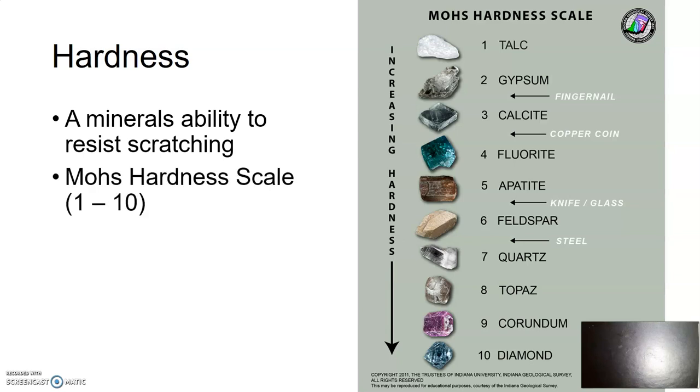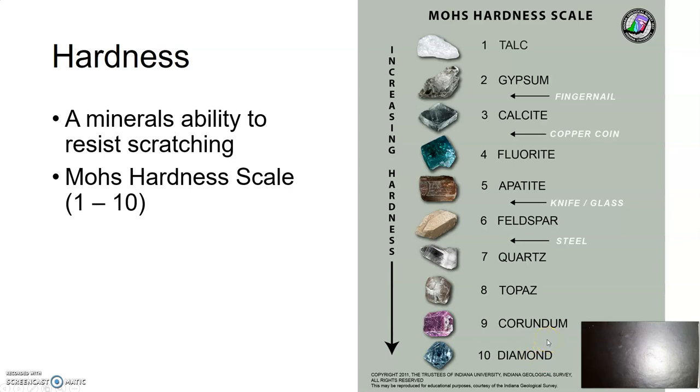There's a scale called the Mohs hardness scale, and that scale goes from 1 to 10, and it uses example minerals to make the scale. For instance, 1 is the lowest on the Mohs hardness scale, the softest, and that's the mineral talc. The hardest mineral, 10, is a diamond. Diamond is the hardest mineral that we know of.